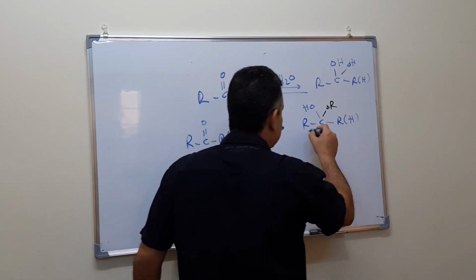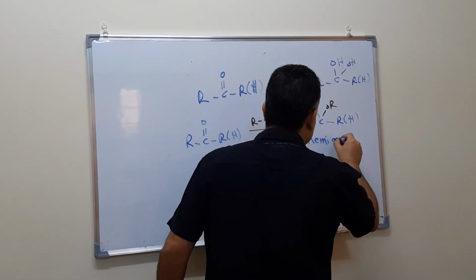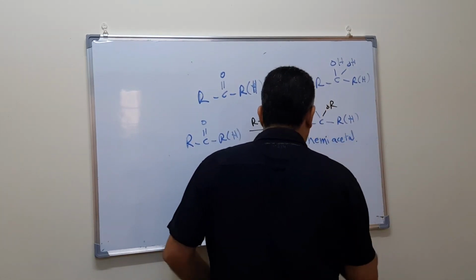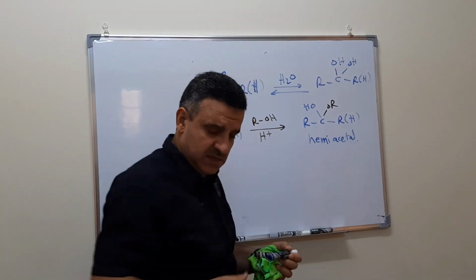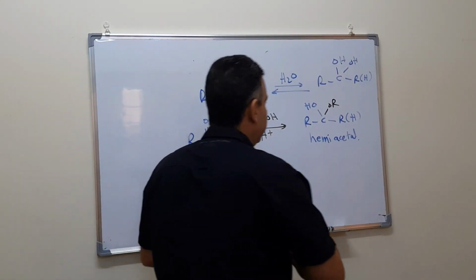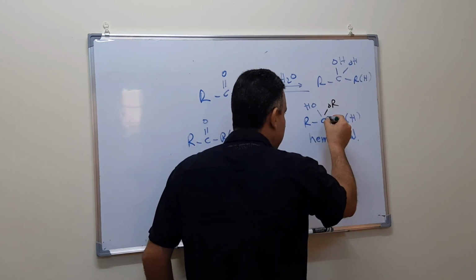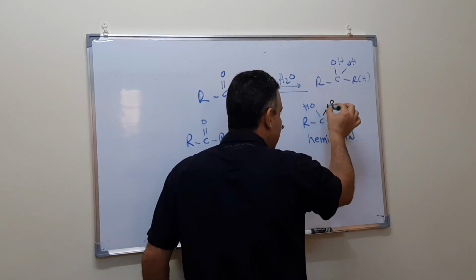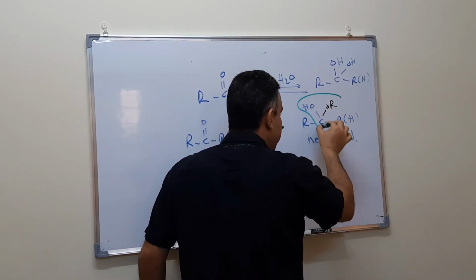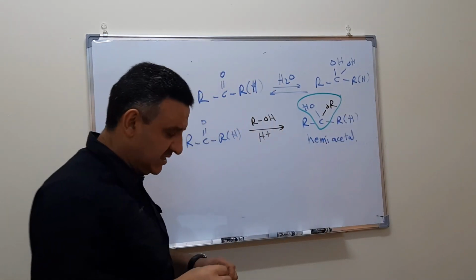This functionality, we call it hemiacetal. Please just check here carefully what the hemiacetal is. The hemiacetal is a carbon connected to OH and OR. See, this is simply what we call hemiacetal.